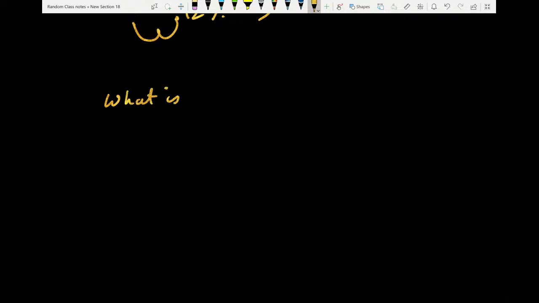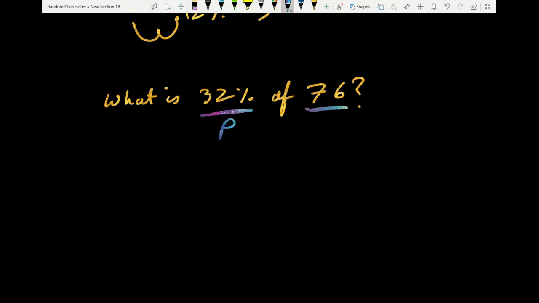What is 32% of 76? So ask yourself, okay, this is the P, this is the word, what is that? That's the B because it's associated with the word "of." What are we trying to find? We're trying to find A, the unknown. So A equals P times B.